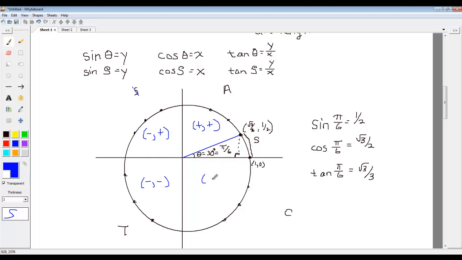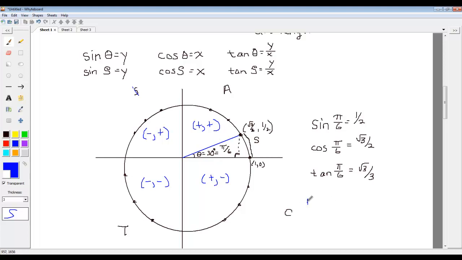Then in quadrant 4, x-axis is positive, y-axis is negative. And if you look at it, in quadrant 4, cosine is positive. Cosine equals x. Everything else is negative. Sine is y. Sine is negative. Y is negative. So you'll be able to go around and not just do 30, 45, and 60, but then start adding these angles in too.